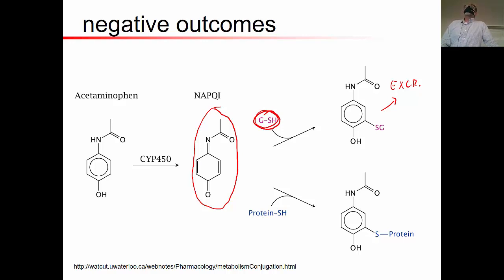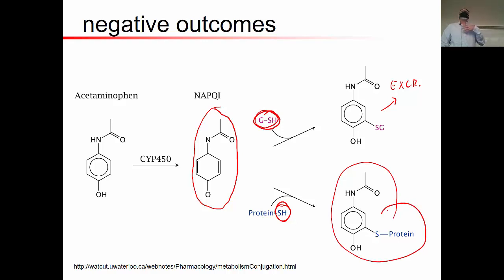The problem is that if the liver lacks glutathione, we know that proteins also have a sulfhydryl group on their cysteines. And what happens is if there isn't enough glutathione around, this attaches to liver proteins. And what that does is that destroys your liver.